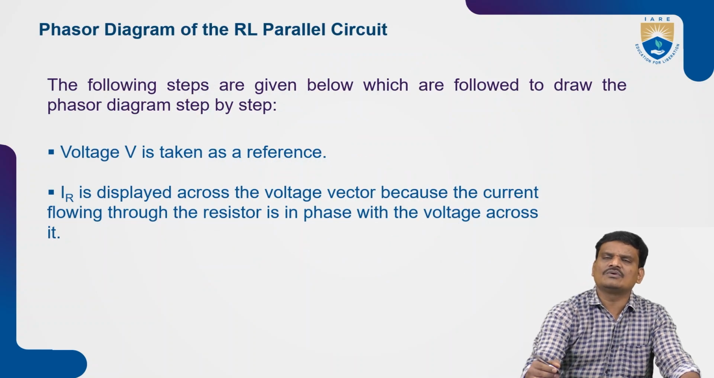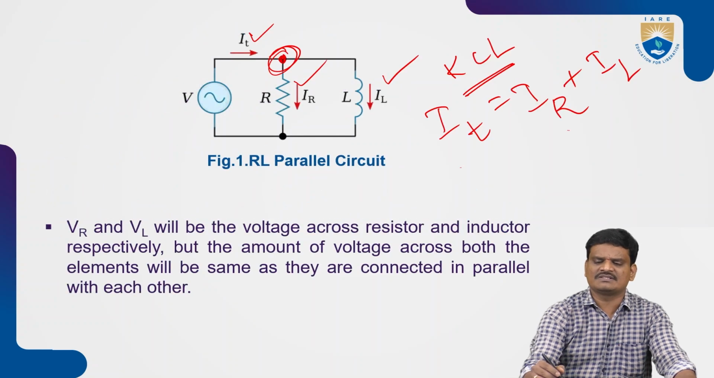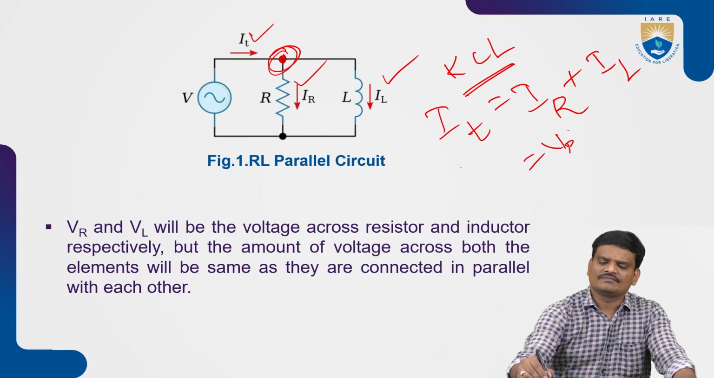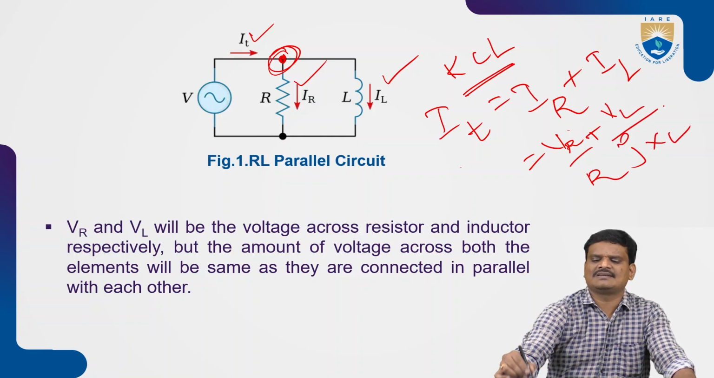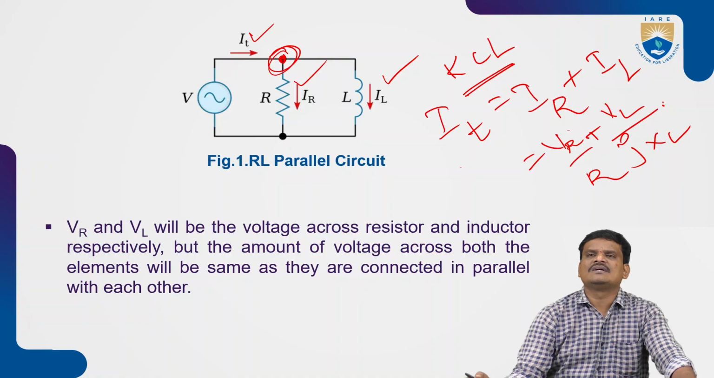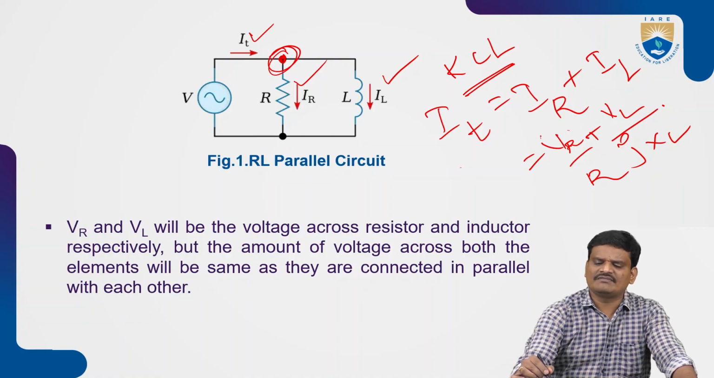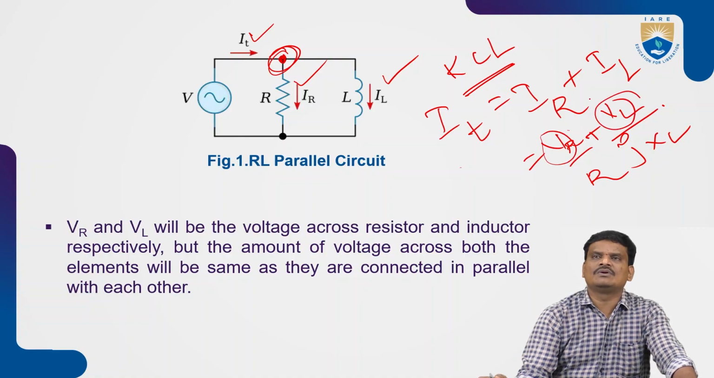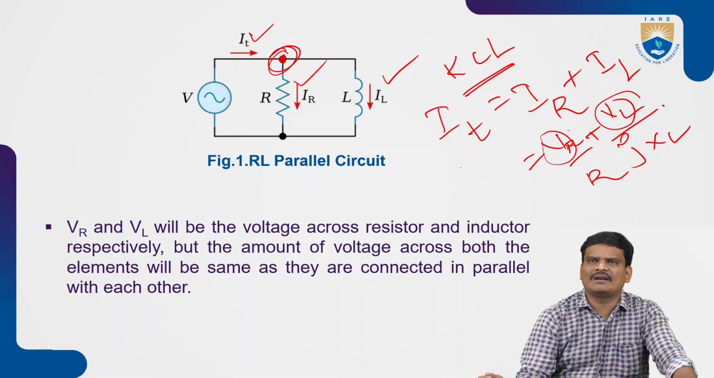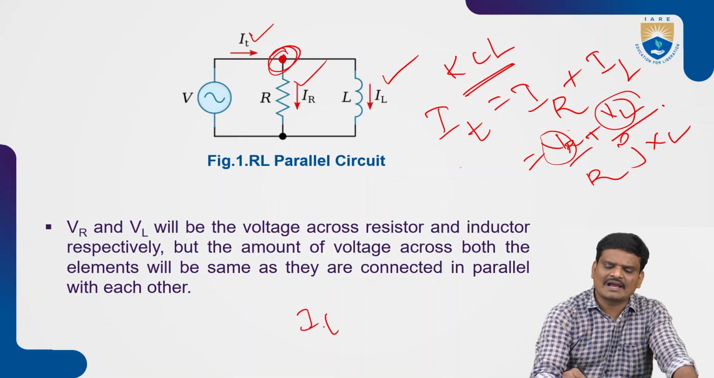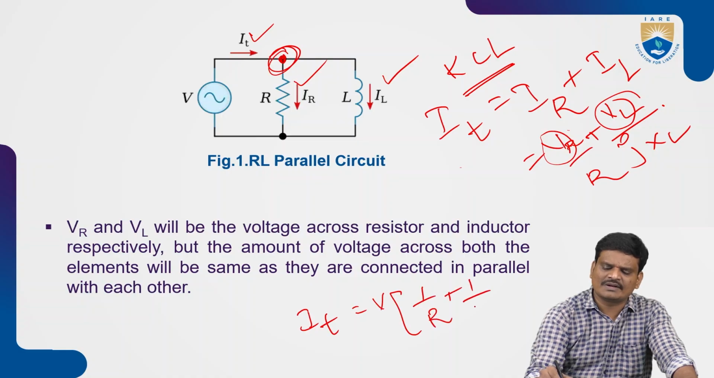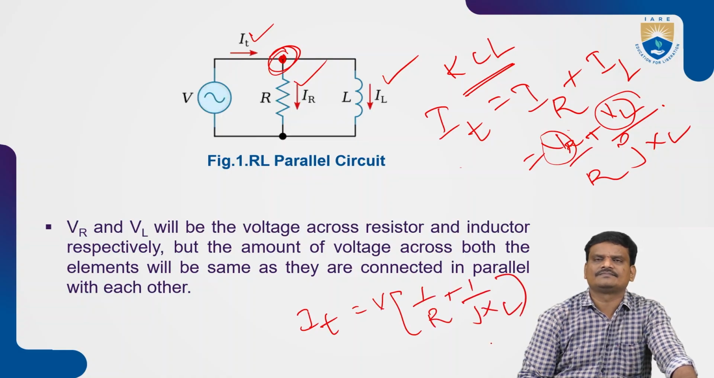So in general, how do we calculate the admittance of a given circuit? Here I know the value of IR. What is the value of IR? VR by R. And what is the value of IL? VL by J into XL. As we know, VR equal to VL equal to V, because of the parallel branch. So how can I write? IT equal to V into 1 by R plus 1 by J into XL.